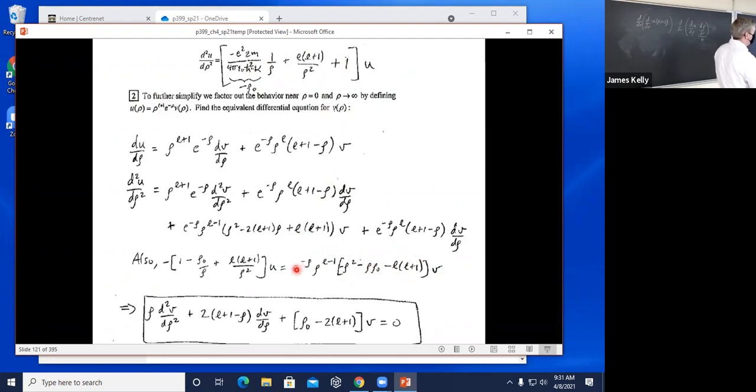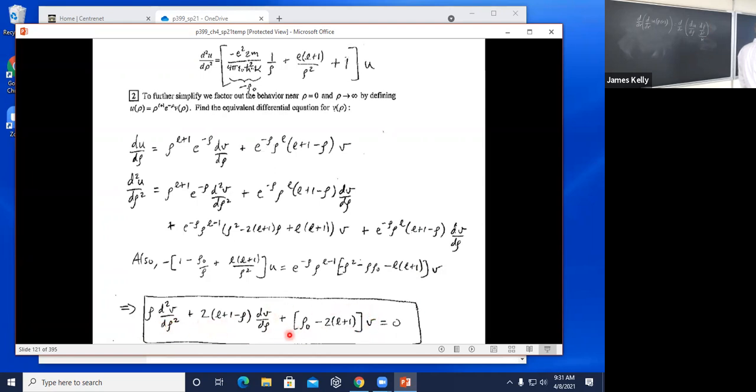And I can combine them together and factor out a factor of e to the minus rho times rho to the L plus 1. This is what's left in there. Not a lot of interesting stuff going on here, but you have to follow through the details. So putting that all together and putting everything on one side of the differential equation, here's what you get for the differential equation for v as a function of rho.